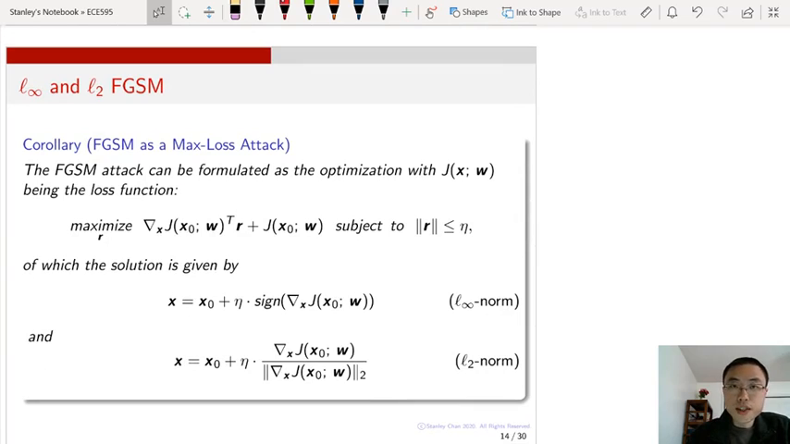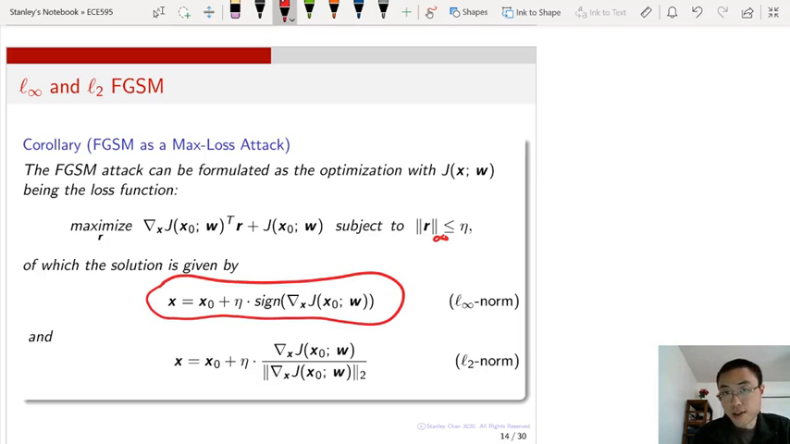If you do FGSM, you can choose to do either an L2 norm or an L infinity norm. So you can put an L2 here, or you can also do an L infinity norm here. If you choose to do an L infinity norm, then the solution is given by this equation. It's the L infinity norm FGSM. You can also do the L2 norm FGSM. Then you will run into this equation.